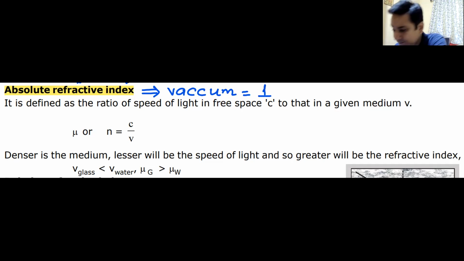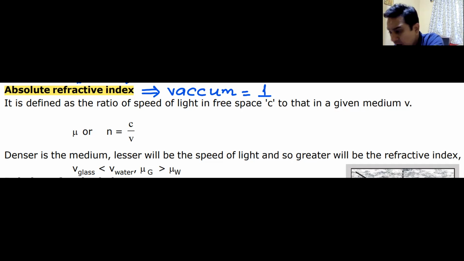Do we understand this? Yes, sir. The refractive index of vacuum is taken as 1, and refractive index of any other medium cannot be less than 1. It's always more than 1 for any medium. Do we understand this? Yes, sir. Okay.